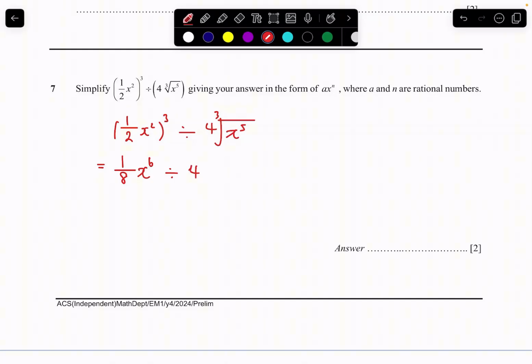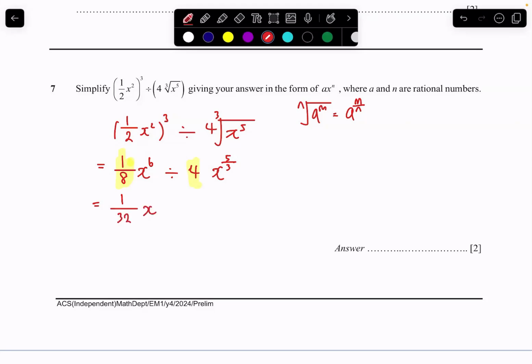Okay, so for the cube root of x^5, I can change that because of the rule, right? The nth root of x^m can be changed into x^(m/n). So then we'll have x^(5/3). Now let the numbers deal with the numbers. 1/8 is a number, 4 is a number. Key in the calculator, 1/8 divided by 4. So we'll have 1 over 32.